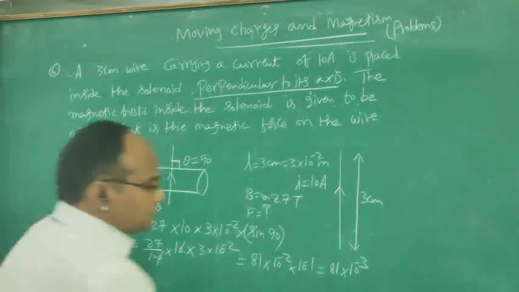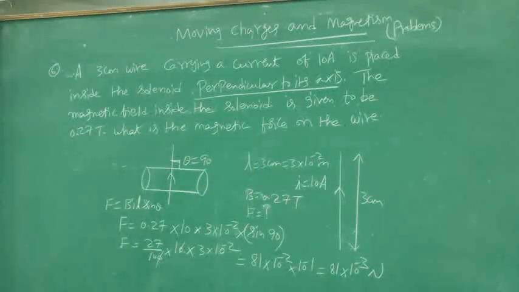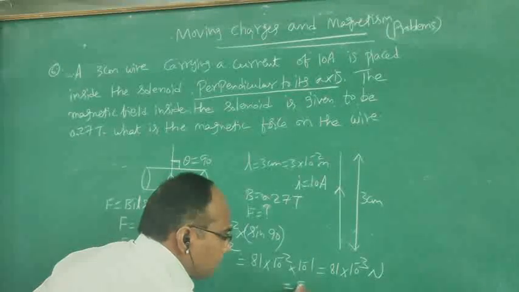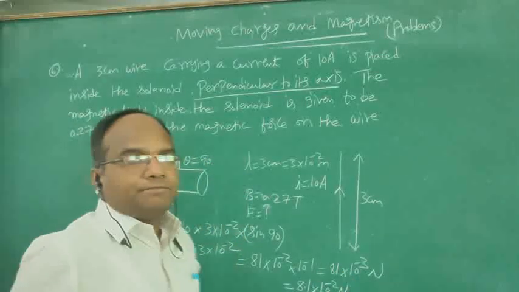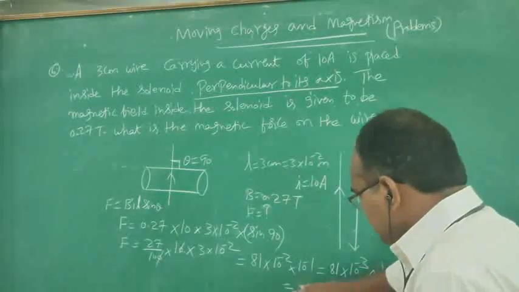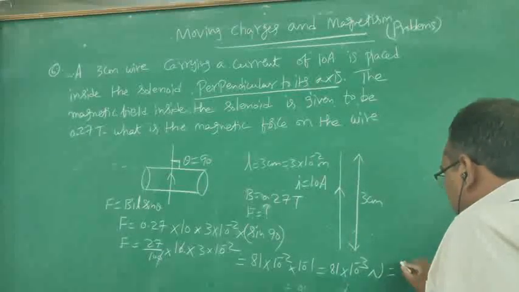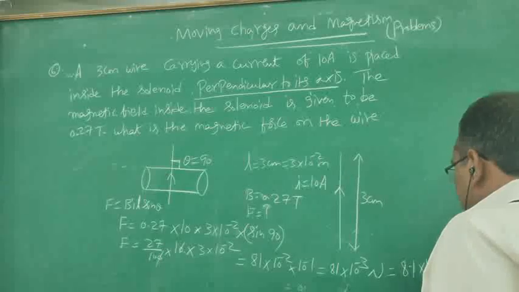Okay. Force, that is nothing but, Newton. So 81 into 10 to the power of minus 3. In the answer they may give it like this: 8.1 into 10 to the power of minus 2 Newton. This is the value. So we can write the answer as 8.1 into 10 to the power of minus 2 Newton.